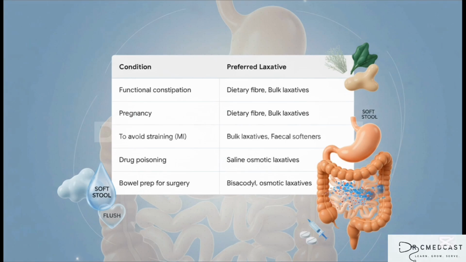If you have a patient who needs to avoid straining, like after a heart attack, bulk laxatives and stool softeners are perfect. Now, in an emergency, like a drug poisoning, you bring out the big guns. A saline osmotic laxative, which uses non-absorbable salts to create a massive osmotic effect and flush the system out fast. And for bowel prep before a surgery, you need something powerful and reliable, so you turn to a stimulant like bisacodyl or an osmotic laxative.